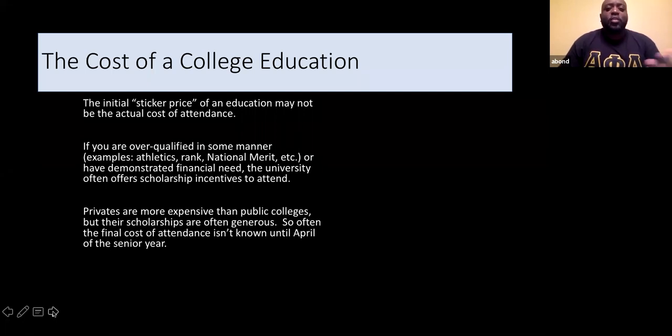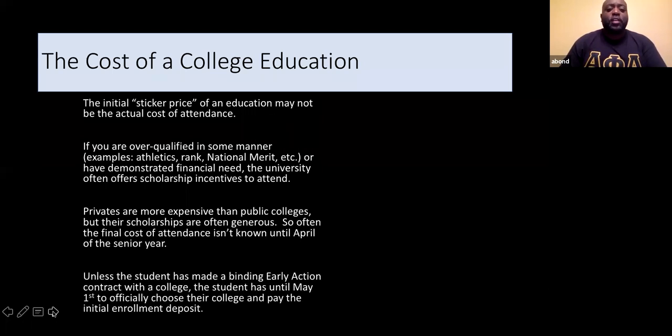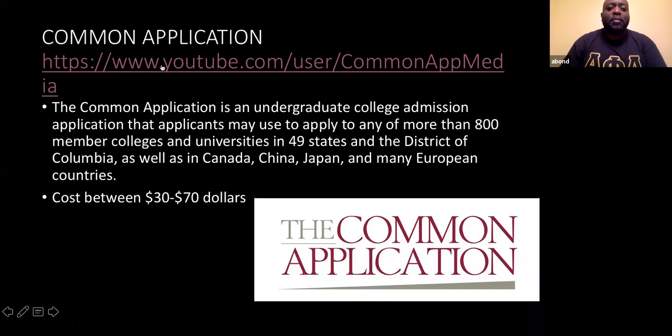All right. So there's a couple different applications that I want to focus on. The first one is the Common App, the Common Application. The Common App is an undergraduate college admission application that allows you to apply to 800 schools. The cost, I couldn't really get it nailed down because the higher the cost, you got different things that go along with it. But the Common App is really, really important.